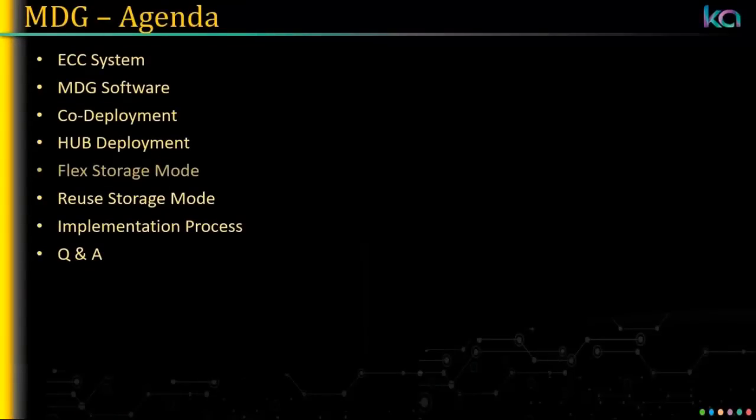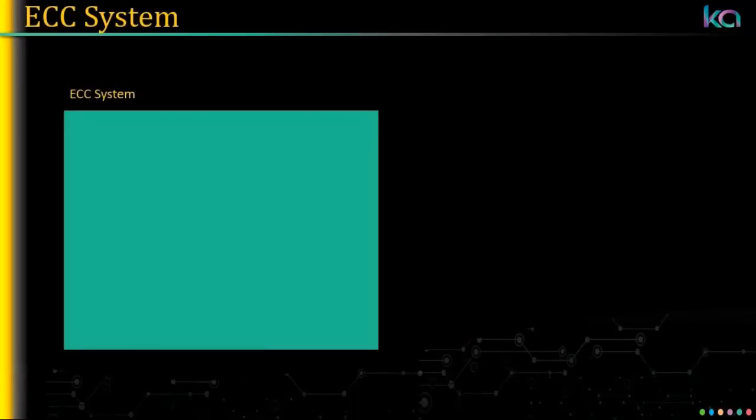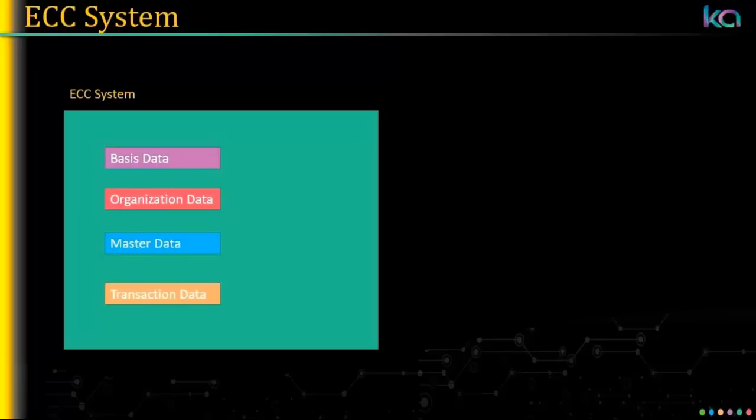And we'll walk through the deployment options and the storage modes. This will be an ECC system where initially basis will create the system profiling data and user IDs, authorizations, and then your functional team will come and create the organization data. Then the master data management team will come and create the master data. Then finally end users will generate the transaction data.